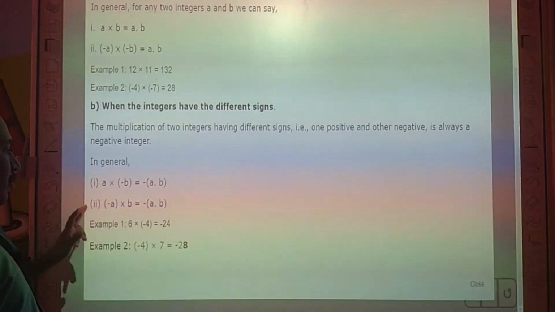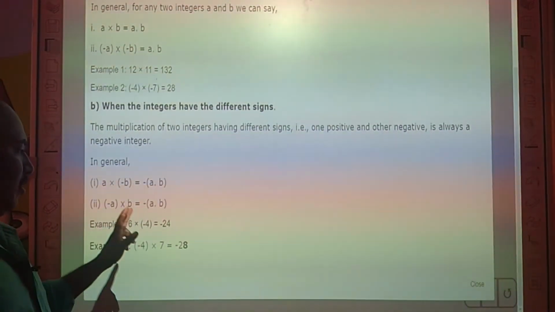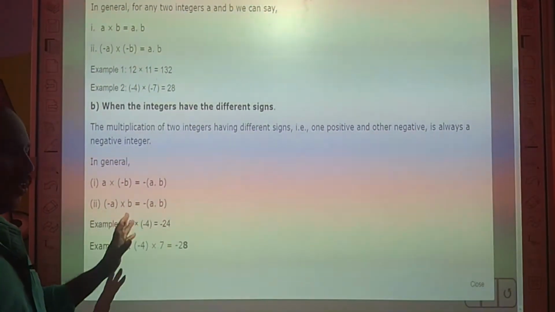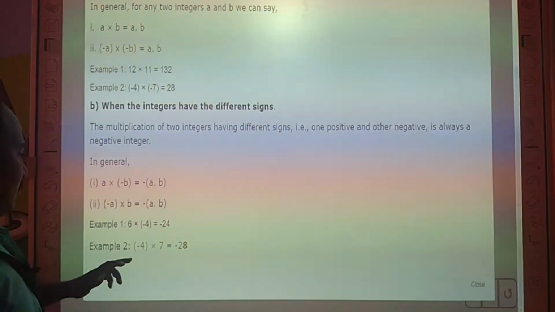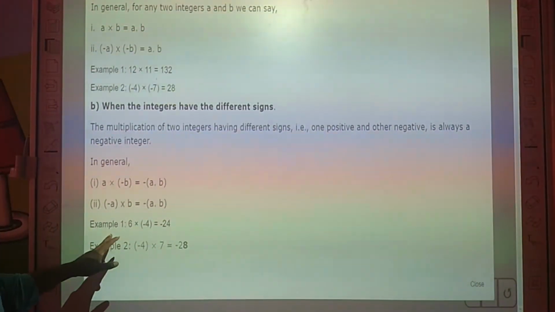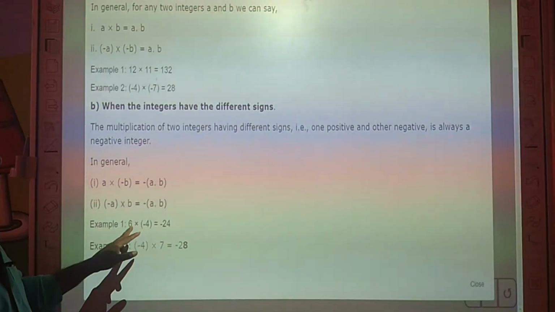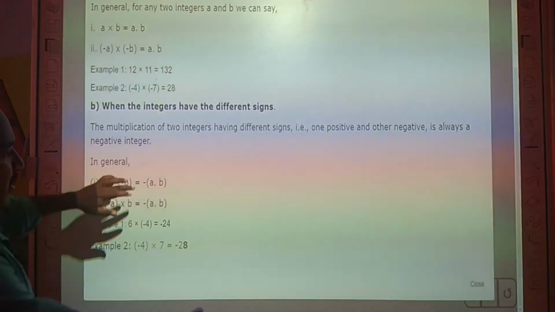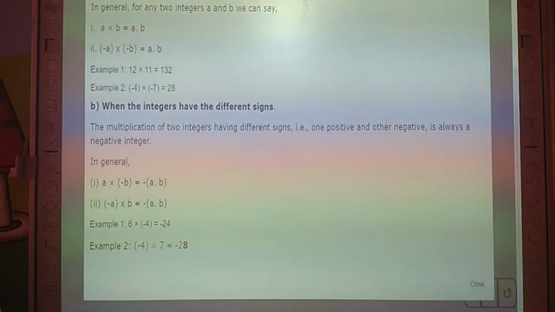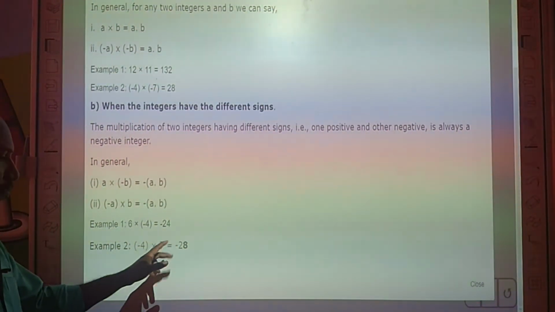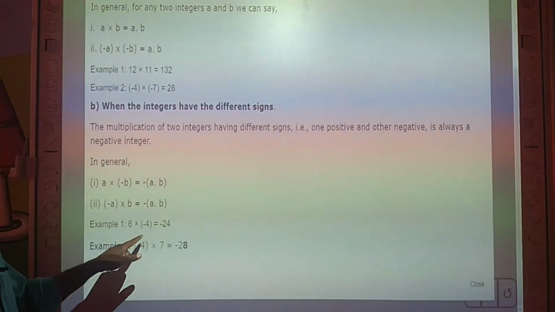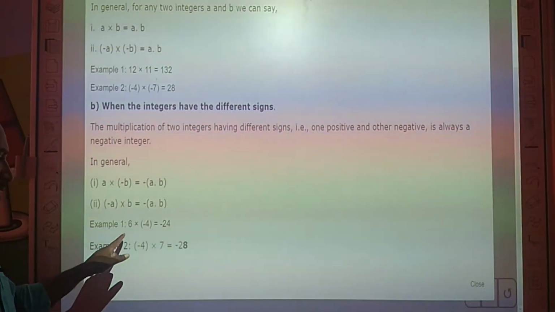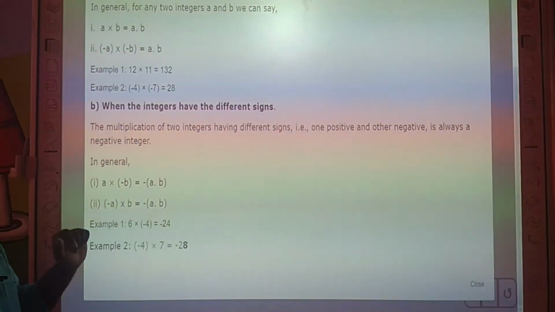The next one, minus into plus. Minus into plus is equal to minus. Listen here, example 1. 6 into minus 4 is equal to minus 24, because 6 fours are 24, and plus into minus is equal to minus.